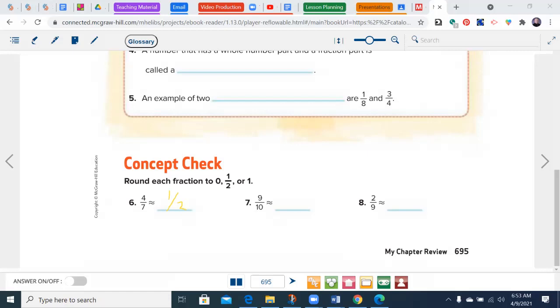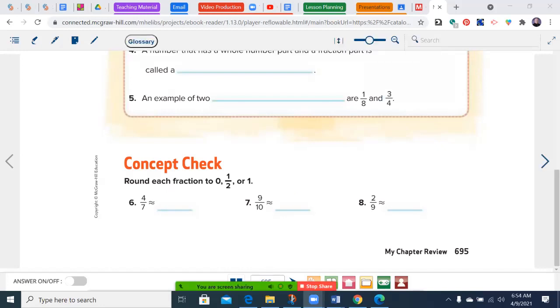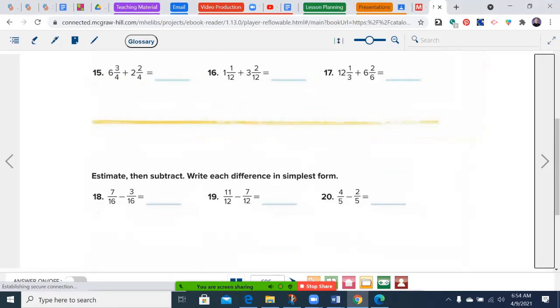All right, let's look at what you had. 9/10 is 0.9. That's close to 1. 2/9: half of 9 is 4.5. 2 is closer to 0 than it is to the middle, so I would have put a 0. I'll go ahead and clear that. Let's move on to the next page.